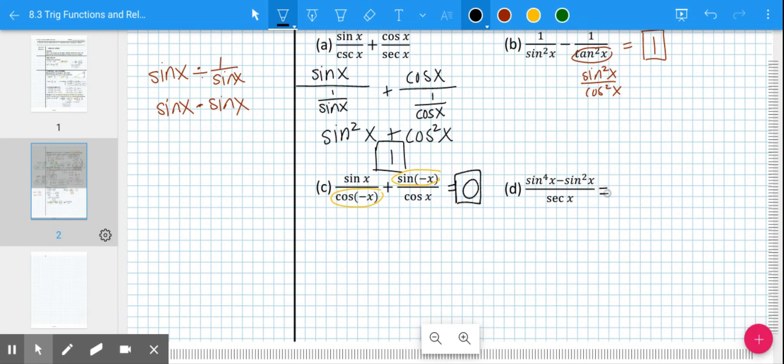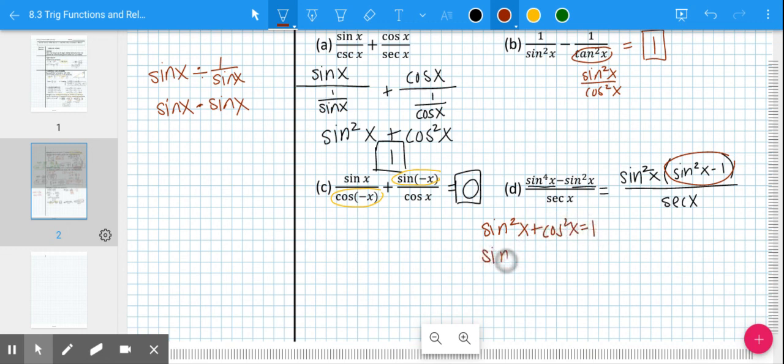This last one, what I think I probably want to do on the top is factor out a sine squared, because I see that both of these terms have a sine squared in it. That leaves me with a sine squared minus 1 all over secant. Well, the good thing is I know something about sine squared minus 1. I know that sine squared plus cos squared is equal to 1. So if I just manipulate this, sine squared minus 1, that's going to equal negative cos squared. So we can replace that with a negative cos squared, using my Pythagorean identity, but I have to manipulate it to get it in there.